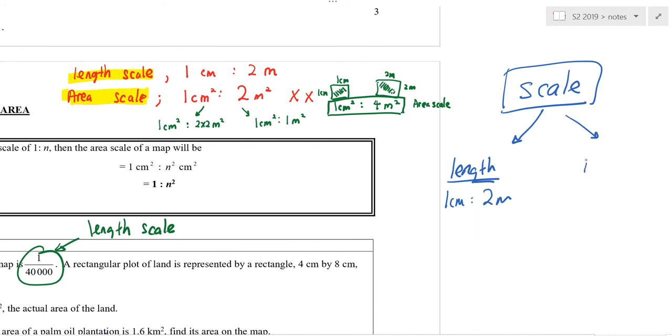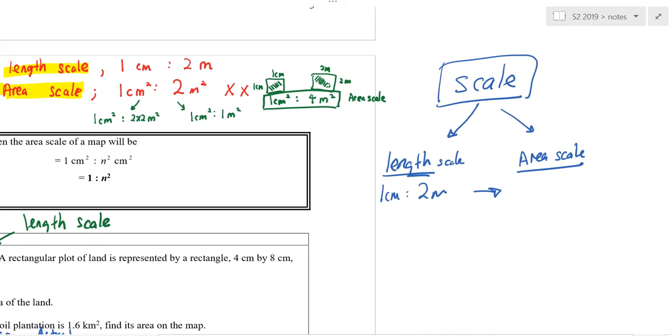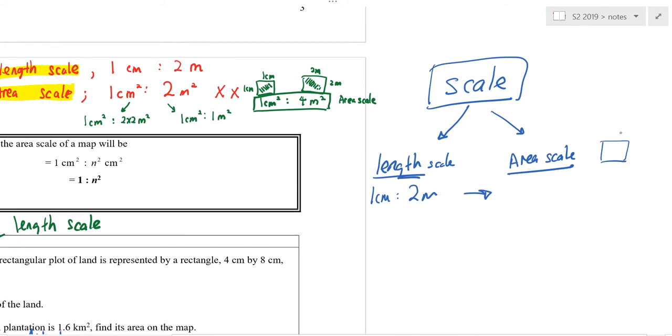And then another one is called area scale. Now, for area scale, you need to understand how to convert. How do I convert to area scale? Area is known as length times breadth, right? Agree? So if I say 1 cm, how to convert 1 cm to area? So I will say 1 times 1 cm squared. Do you understand?